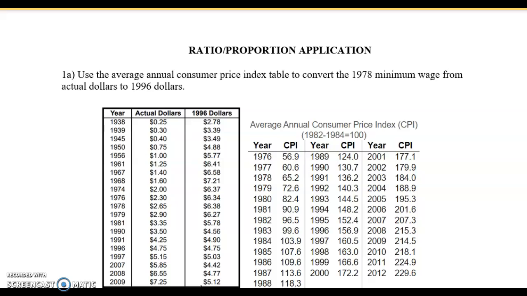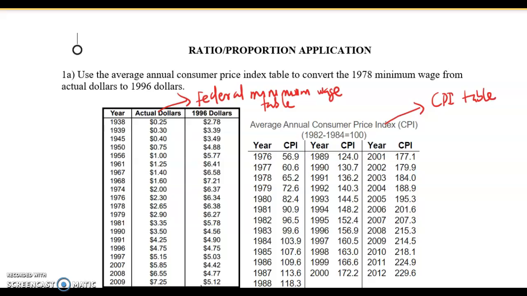In this video, we're going to use the average annual consumer price index table to convert the 1978 minimum wage from actual dollars to 1996 dollars. So the first table we have here is the federal minimum wage table. On the right side of that we have the CPI table. This table gives us the average annual CPI.